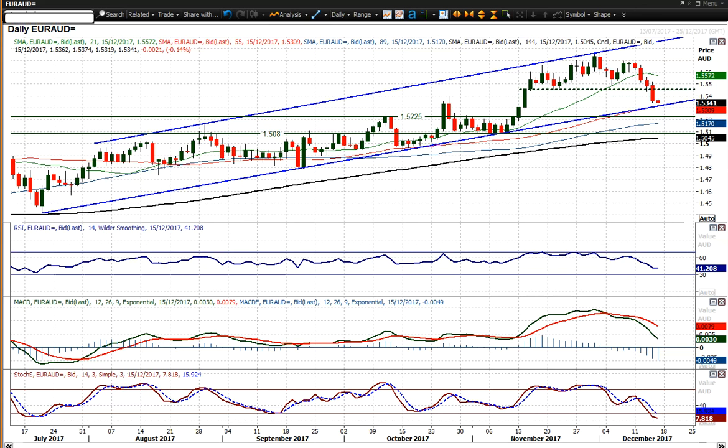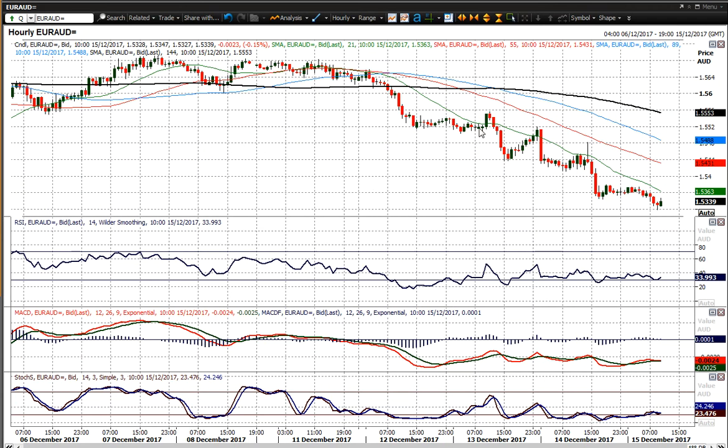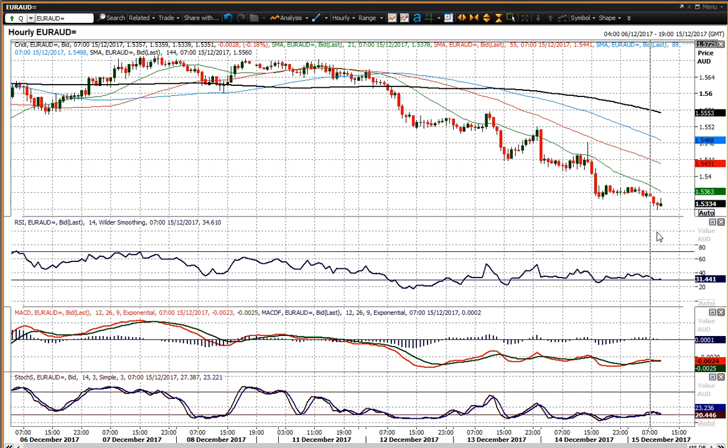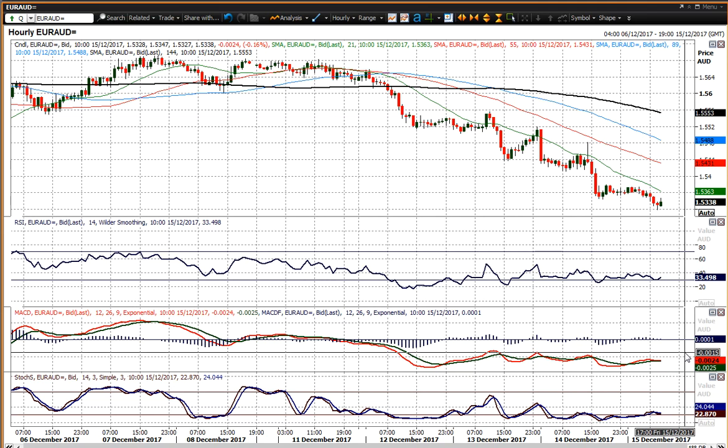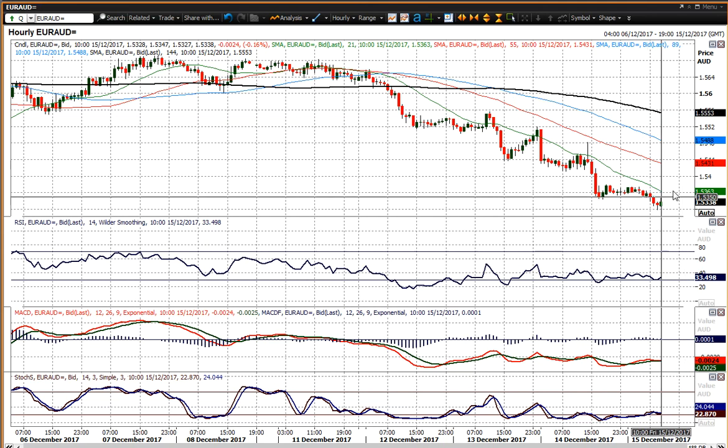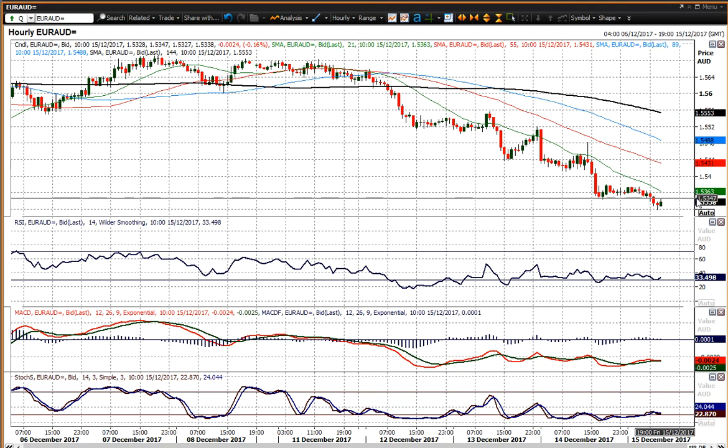It seems as though rallies are being sold into. You can see that on the hourly chart, where all these reaction highs are being sold into. You've got negative configuration on the hourly RSI as well, failing around the 50-55 area. MACD lines not even getting anywhere near neutral. So it all seems to suggest selling into strength.